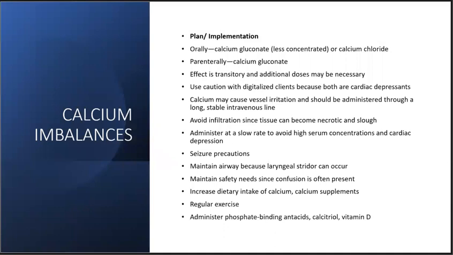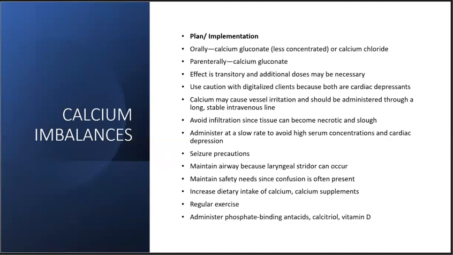So we can replace the low calcium by giving calcium gluconate orally, or we can give calcium chloride. Again, you want to administer with orange juice to maximize absorption. So you want to note that down. You want to give calcium gluconate with orange juice to maximize absorption. Parenterally, we can also give calcium gluconate. Again, we need to know that the effect is transitory and additional doses may be required.